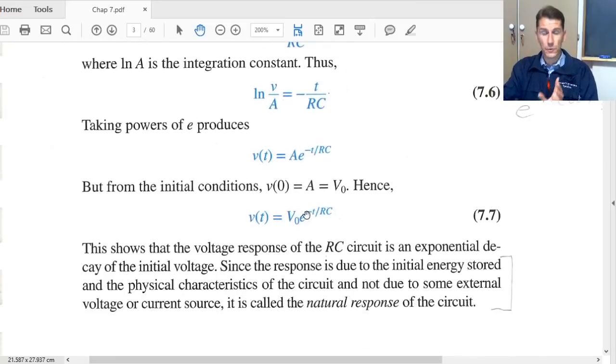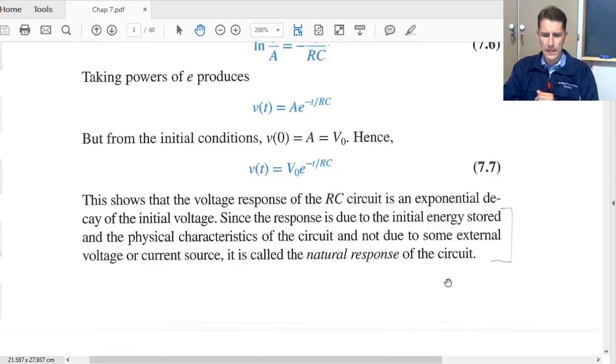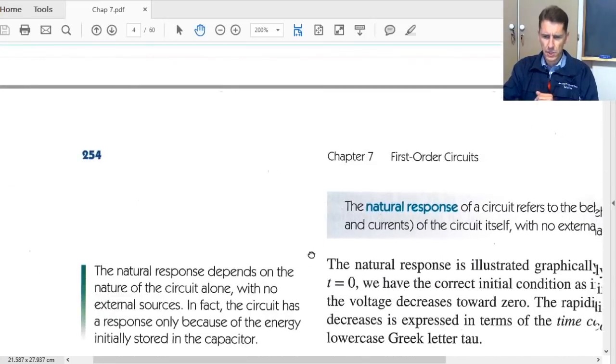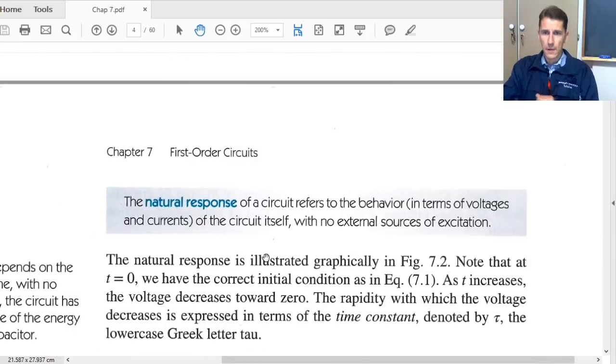Now, why is this called a natural response? There at the bottom of the textbook, they explain it, and they've got a nice definition here on this page. A natural response is the natural behavior, how the circuit reacts when there is no external source or excitation.